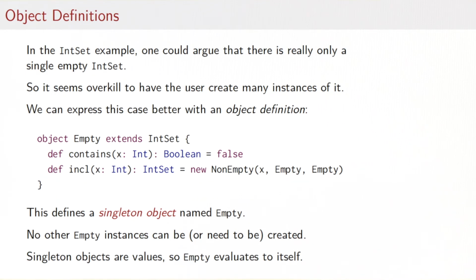There is only one of them, and you don't need to, or can't, create it explicitly with new. So the object Empty simply exists. Technically, it will be created the first time you reference it. You reference the object simply by naming it with Empty. So Empty here and here replaces the creation of new Empty that we had before. In terms of evaluation, singleton objects are values, so Empty is already a value. There's no evaluation step that needs to be performed.